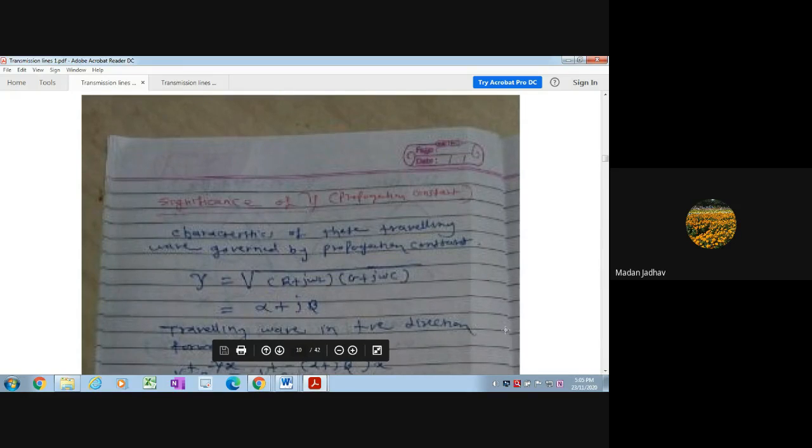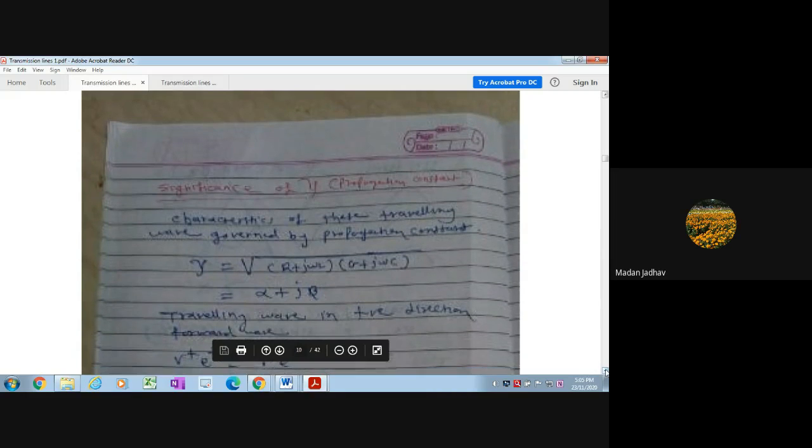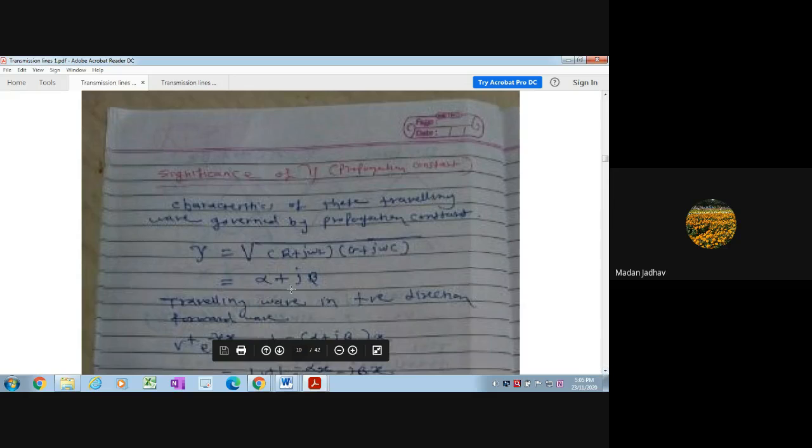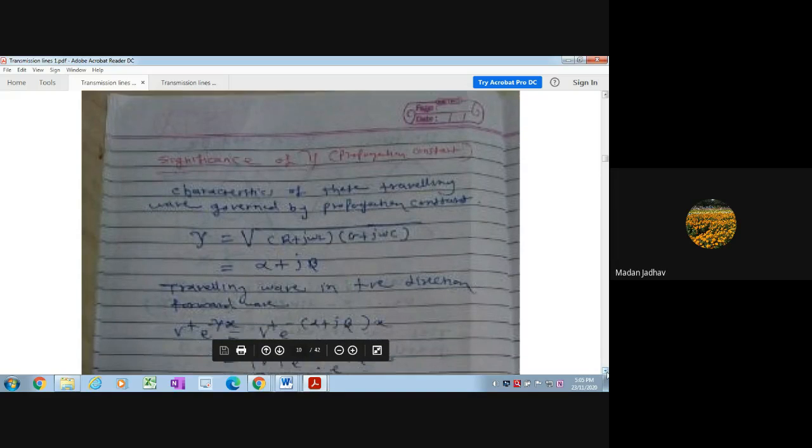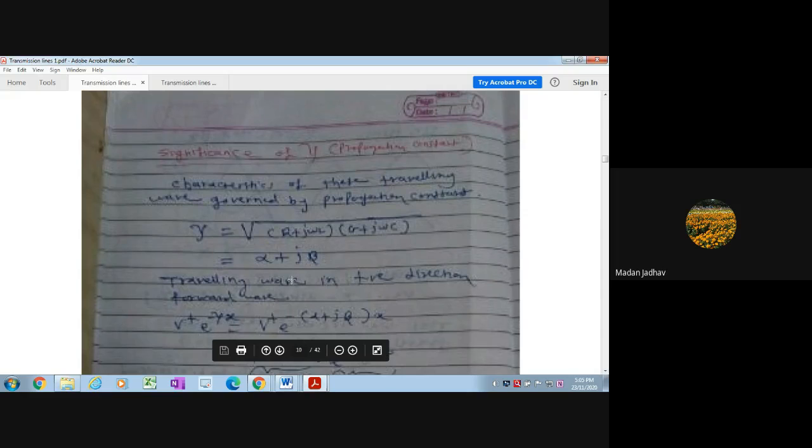If we write this propagation constant in the form of a complex number, then we can write the propagation constant as alpha plus j beta. Here alpha is the attenuation constant. It measures at what rate the wave is attenuating. That information is given by the attenuation constant, and its unit is Nepers per meter, or another unit for the attenuation constant is the decibel per meter.